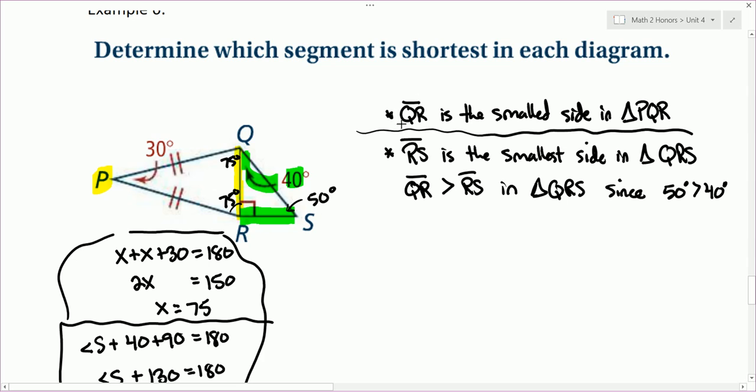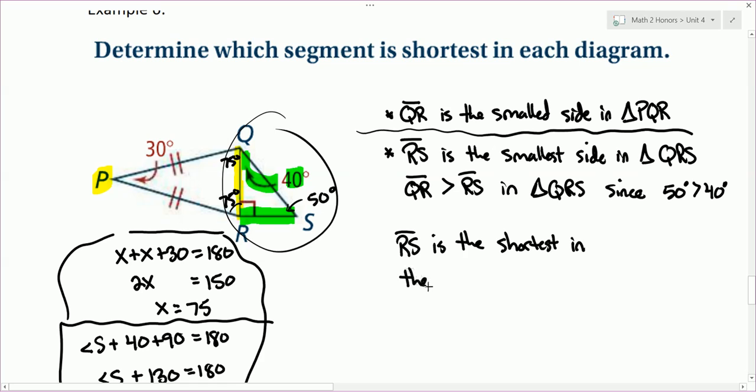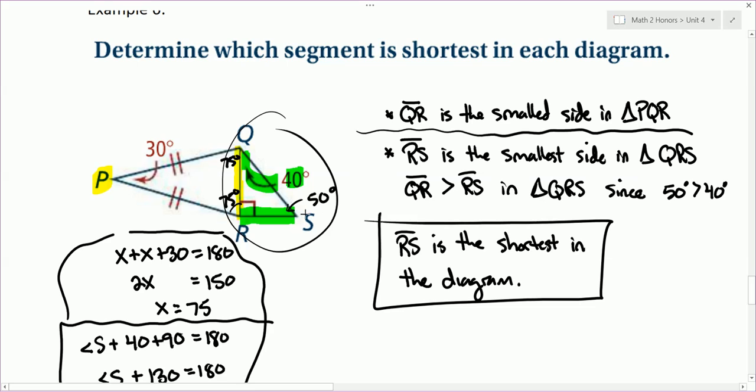When we're looking at which one's bigger, QR or RS, we just look at the triangle on the right-hand side, because that triangle has both of them in it, and then that establishes, okay, we know QR is greater than RS, so out of our whole diagram, RS has got to be the smallest side. And that's the end.